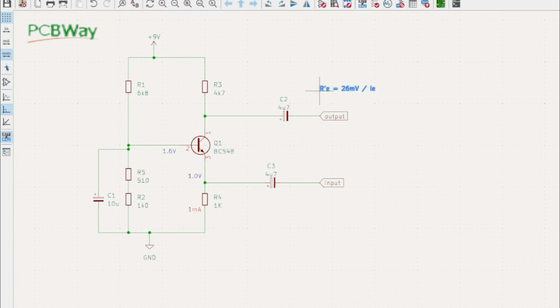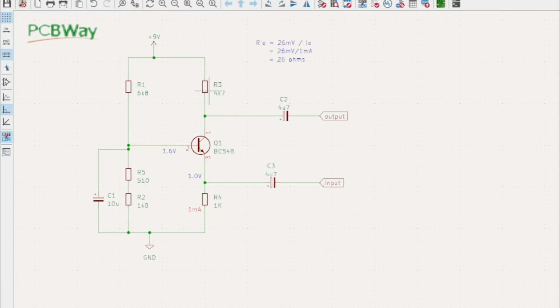First of all, RE, as we just said, it's the transfer characteristic, and it tends to be taken as either 25 to 26 millivolts divided by the emitter current. So we're using 1 milliamp, so we'll bring that up. So 26 millivolts divided by 1 milliamp, and we can all guess what that's going to come out as: 26 ohms.